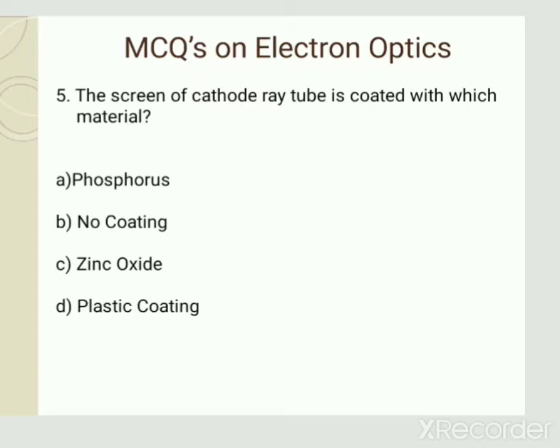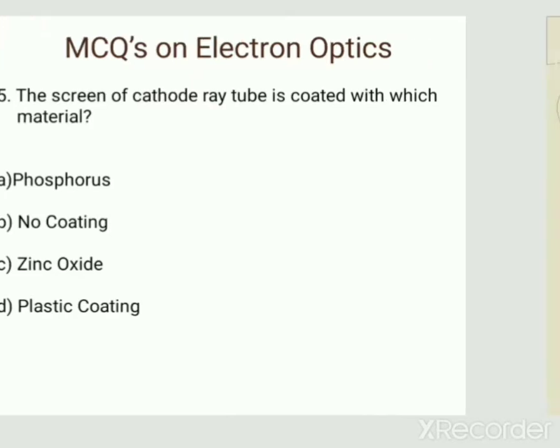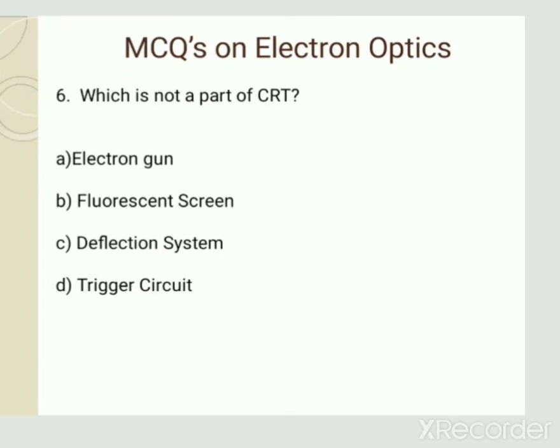So the position of electron can be identified on the CRT screen with the help of this fluorescent material, that is phosphorus. Next question: which is not a part of CRT? CRT stands for cathode ray tube. So CRT has three main parts, that is electron gun, deflection system and fluorescent screen. But this trigger circuit is not a part of CRT. Trigger circuit is the part of cathode ray oscilloscope, that is CRO. So trigger circuit is not a part of CRT. So correct answer is option D.